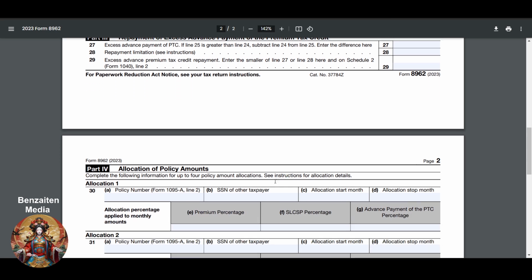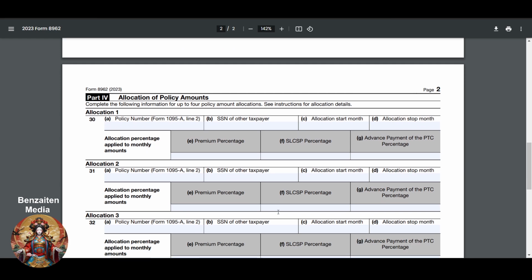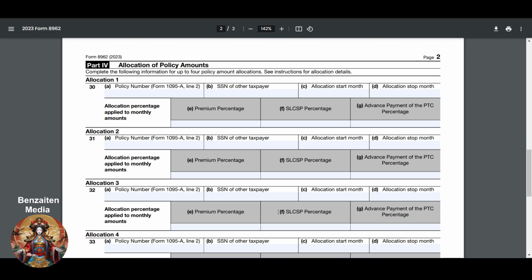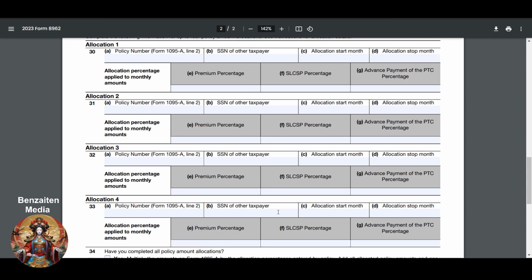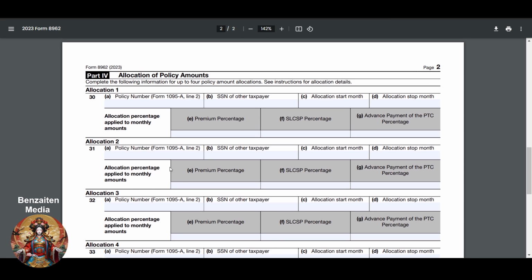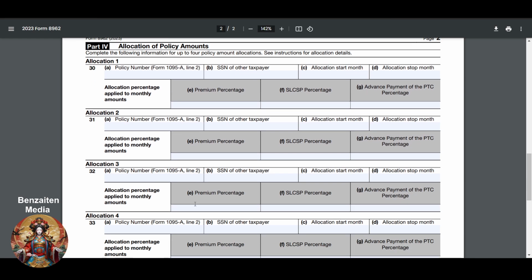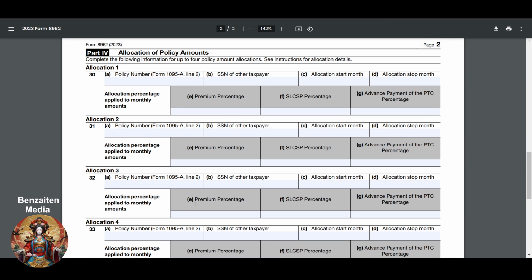The last part, shared policy allocation, allocation of policy amounts, only if applicable. Allocate the PTC and APTC among household members who are covered under the same policy. Once everything is done, as you can see here, there are around 4 allocations. So depending upon that, you can input the information on each allocation. Attach form 8962 to your form 1040 when filing your federal income tax return.